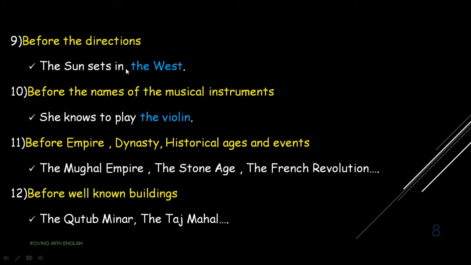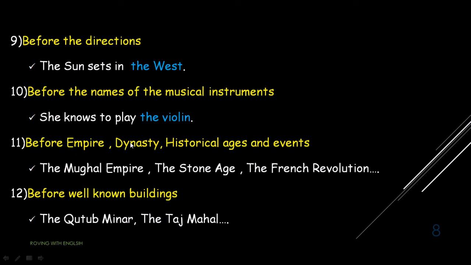Before the directions: the sun sets in the west. We've already discussed the sun. That is, the is used before names of things unique to their kind. The sun sets in the west. The west. There's just one west. Before the names of musical instruments: she knows to play the violin. It's not she knows to play violin or she knows to play a violin. It's she knows to play the violin.